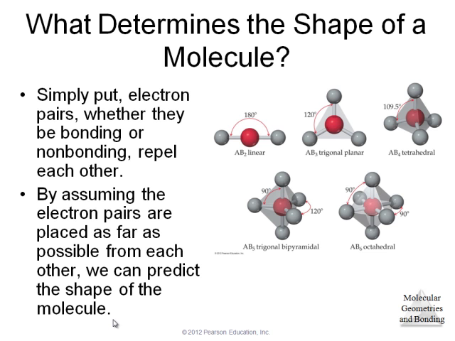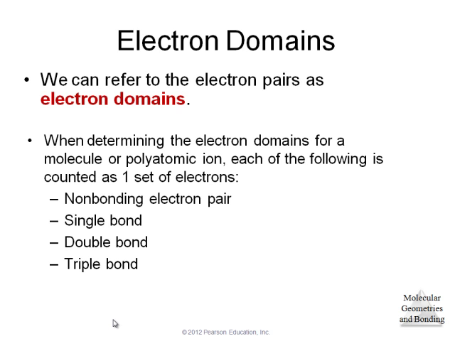Why these electrons would take these different positions. In order to do that, first we need to understand what we mean by electron domains. We can refer to these electron pairs, non-bonding or bonding, as electron domains. The first step of predicting a shape is always drawing your Lewis structure. After drawing the Lewis structure, we count the electron domains around the central atom.